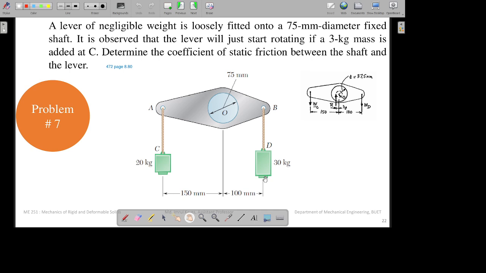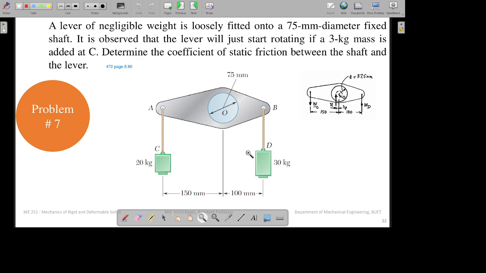So the next problem over here, you can see a lever of negligible weight is loosely fitted onto a 75 millimeter diameter fixed shaft. It is observed that the lever will just start rotating if a 3 kg mass is added at C. If you add a 3 kg mass at C, the lever will start rotating. Determine the coefficient of static friction between the shaft and the lever.